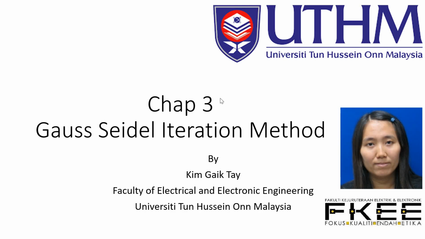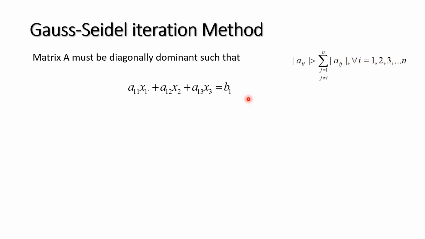Good morning. Today we are going to continue Chapter 3, System of Linear Equations, with the Gauss-Seidel iteration method. To use the Gauss-Seidel iteration method, matrix A must be diagonally dominant, such that modulus a_ii is greater than the summation of modulus a_ij, where i goes from 1, 2, 3 up to n. For example, for a 3 by 3 system.